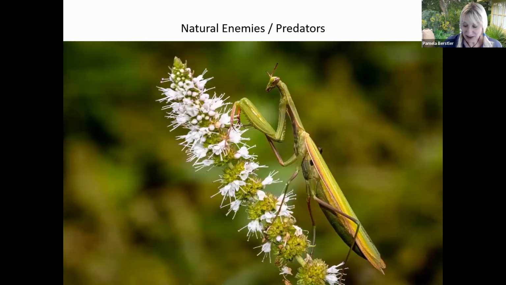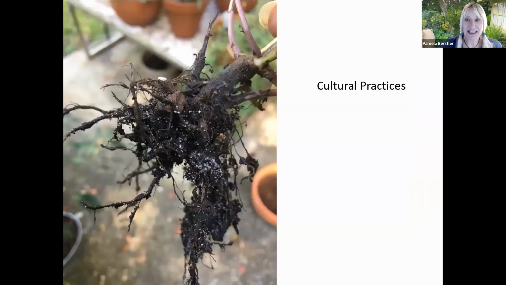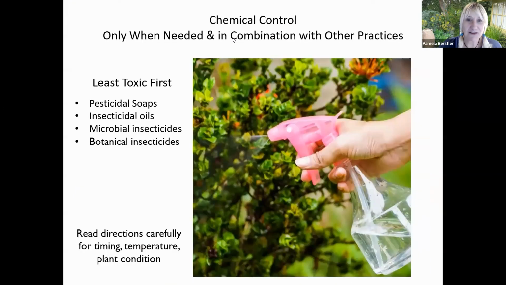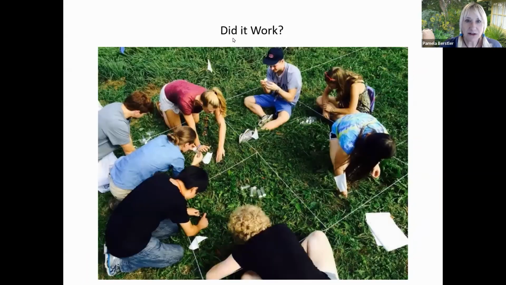Think about having some natural predators. That's a really good way to go. And also, you know, your cultural practices. I would say one of the most important things about dealing with plants is cleaning your pruning utensils. Mechanical practices to keep, you know, gophers and so forth. I love that picture of that little gopher. I love gophers. I think gophers are fantastic. I'd rather get an owl. Chemical control only when needed and always in combination with other things. And then, of course, an analysis of did it work.